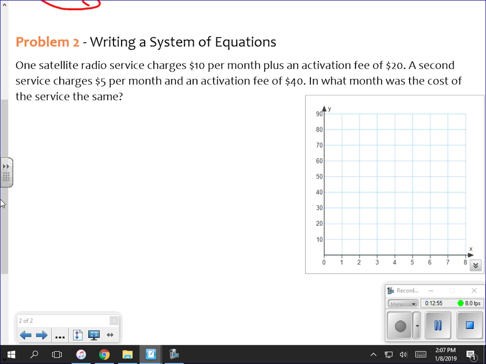Okay, writing a system of equations, and then we're going to use that system to solve and find the answer. So, one satellite radio service charges $10 per month plus an activation fee of $20. The second service charges $5 per month and an activation fee of $40. At what month was the cost of the service the same?